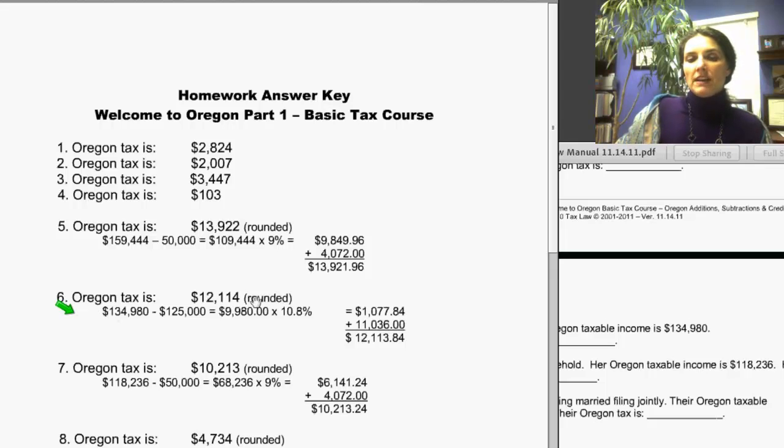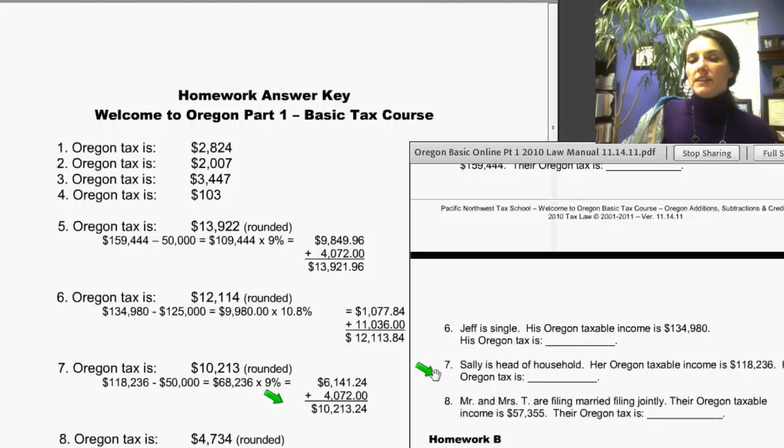$9,980 times 10.8% is $1,077.84. Next, we add to that the amount of tax that Jeff owes on the first $125,000 of Oregon taxable income. That amount is $11,036. We add $1,077.84 to $11,036, and we get $12,113.84. That, of course, rounds up to $12,114, which is the correct answer.